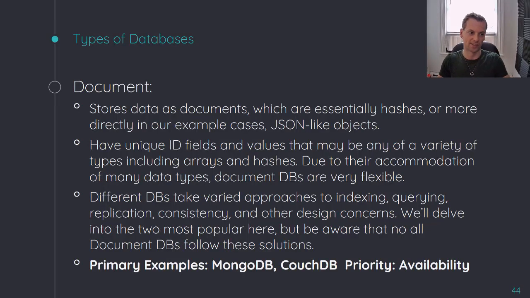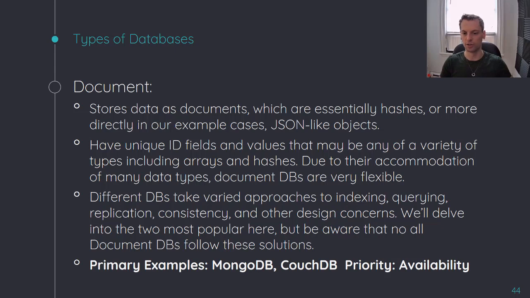Let's move on to document databases. They store data as documents, which are essentially hashes, or more directly, for our example cases, JSON-like objects. They have unique ID fields and values that may be any of a variety of types, including arrays and hashes. And due to their accommodation of many data types, they are extremely flexible, perhaps the most flexible, with a little competition we'll get over to shortly.